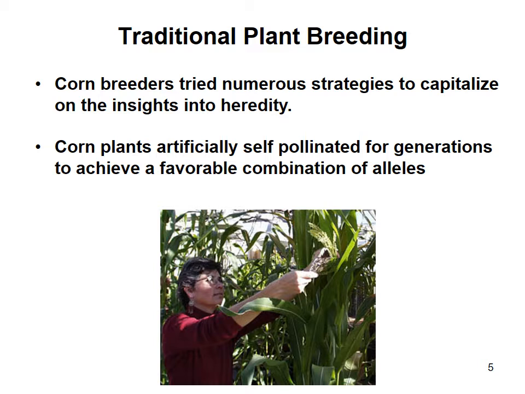Breeders of corn tried numerous strategies to capitalise on the insights into heredity. Corn plants that had traditionally been allowed to cross-pollinate freely were then artificially self-pollinated for generations and crossed to other self-pollinated lines in an effort to achieve a favourable combination of alleles. The corn that we eat today, of course, is the result of decades of this breeding strategy of self-pollination followed by cross-pollination.